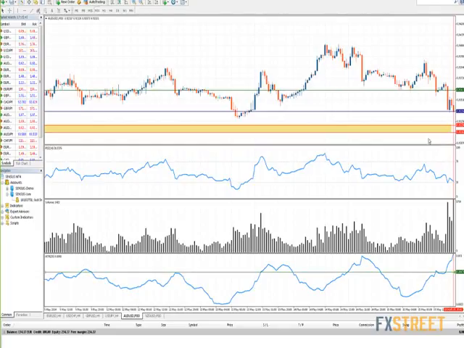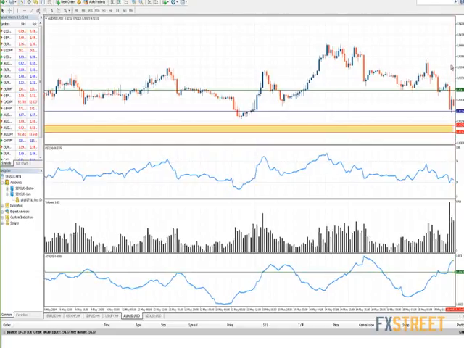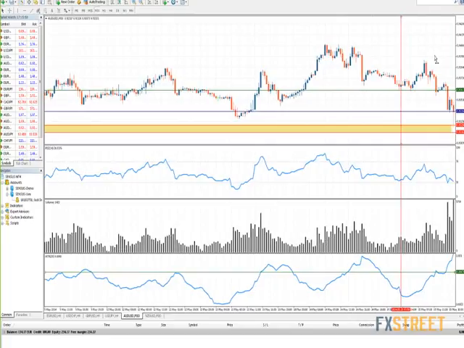Would I have taken this trade? That's a very, very good question. I actually did take the trade. This is a counter trade system. It can be used for continuation, but we're focusing on the counter trend.